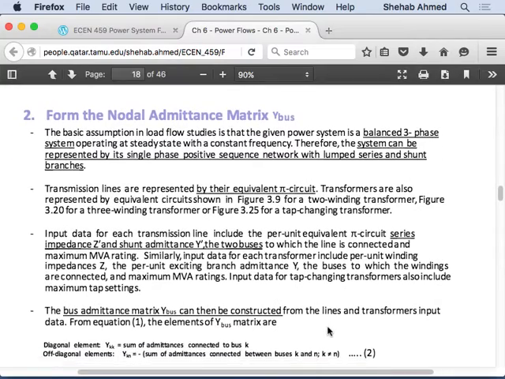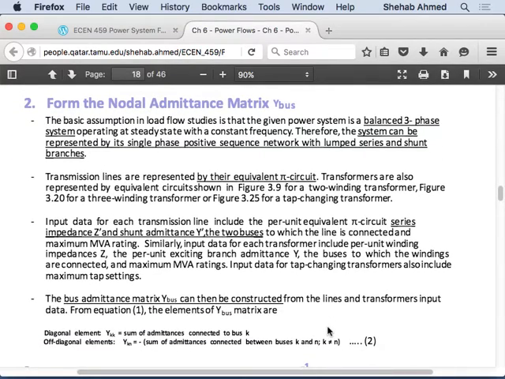And then the next step, of course, is going to be to form the admittance matrix, which we formed for a small system. I will go through this slide to talk a little bit about how we represent the other components in the system. But basically, it's to form the admittance matrix. So here they say that to form the admittance matrix, you have to make sure, this is for a balanced system, and the balanced system means that the system can be represented by a single-phase positive sequence network using lumped impedances, which is what we've been doing.